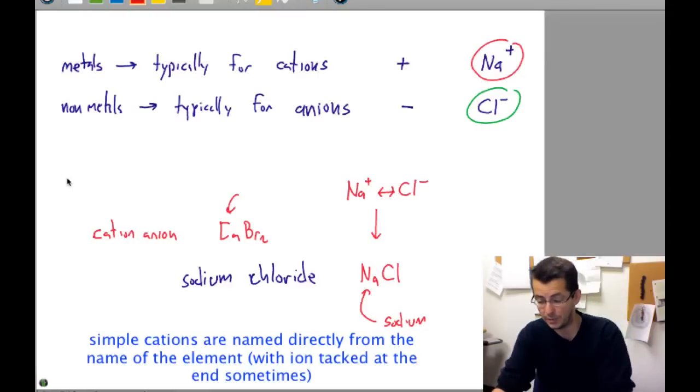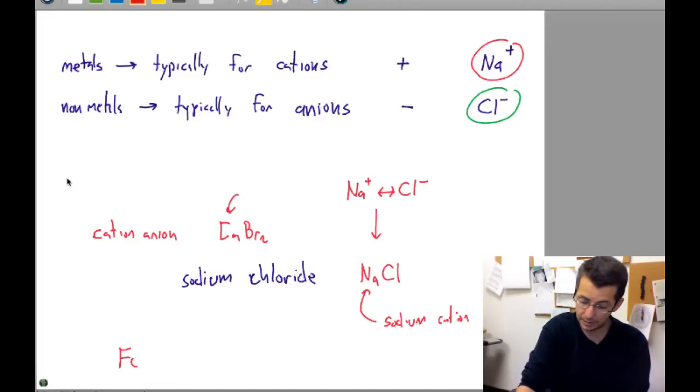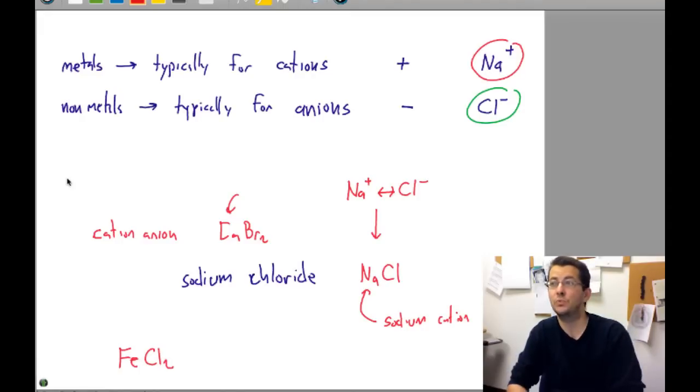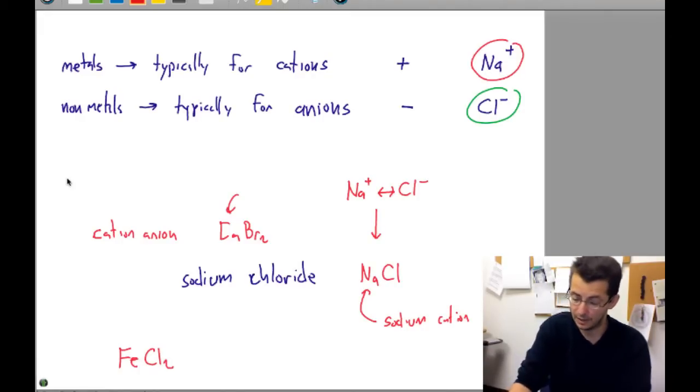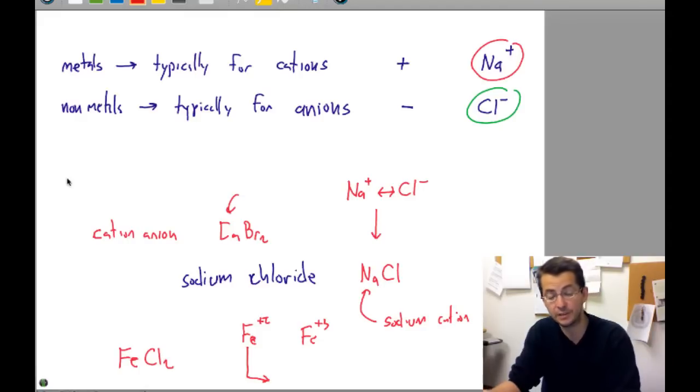So, cation, anion. Cation's easy. This is the sodium cation. Nothing too hard. Now, when you deal with a transition element like iron, we have to start to work with other behaviors. Iron can have a +2 charge or a +3 charge, typically. How do we know which? Well, we don't until we're told, or we have to figure it out from inferred information.